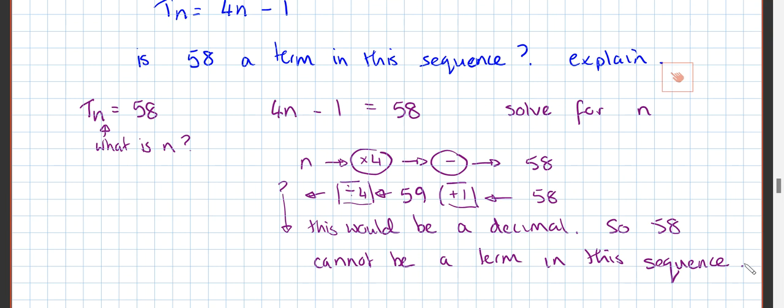If you times anything by an even number, it's going to be even. So if you minus 1, it's going to become odd. Yes, that is also another very good way of answering the question. You can say 4 times n minus 1 will always be odd. 58 is even, therefore it cannot be in the sequence.